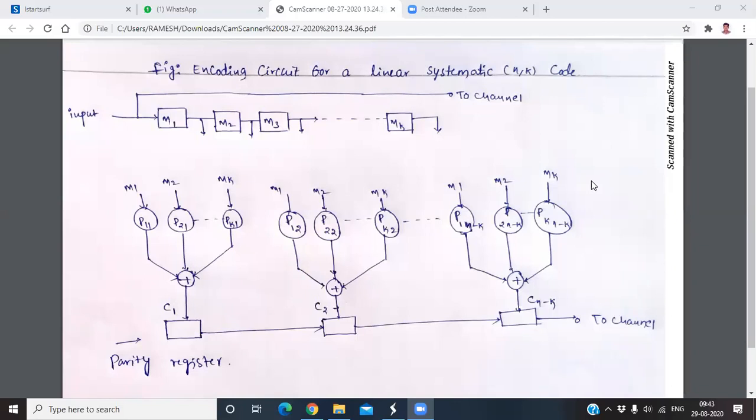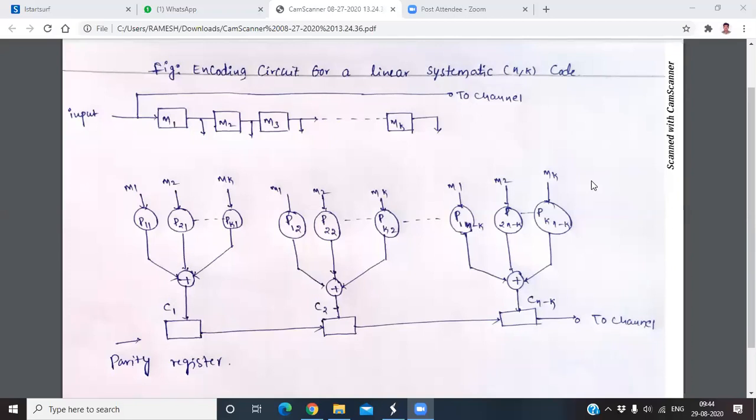Is it okay? In the last class also, I told that in order to draw the encoder circuit, check bit equations are required. In the last class, I think C1 equal to M1 plus M2 plus M4 and C2 equal to M2 plus M3 plus M4, like that. Here plus is nothing but XOR. Is it okay? That is for the (7,4) block code.